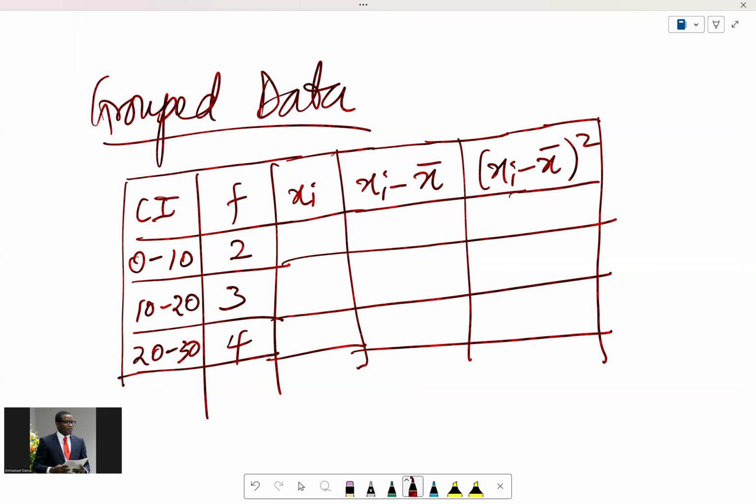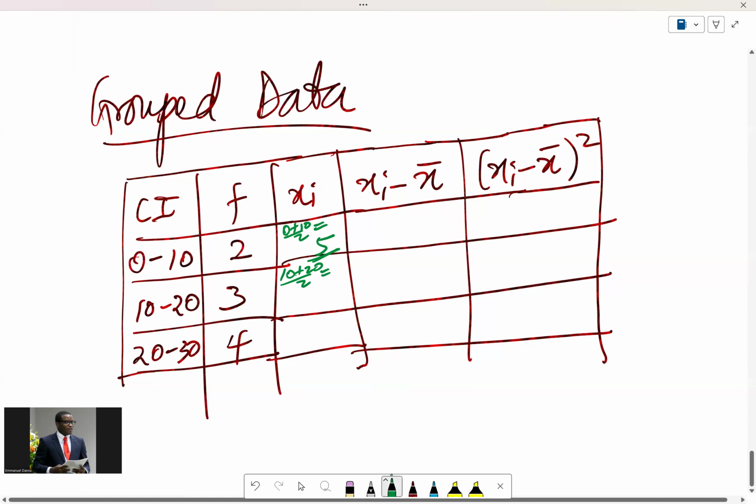So you remember the idea of midpoint, right? This will just be 0 plus 10 divided by 2, that is equal to 5. Next you have 10 plus 20 divided by 2, that's 15. And lastly, you have 20 plus 30 divided by 2, and that is 25. So you see 5, 15, and 25. So that is your midpoint. So we get all those midpoints.